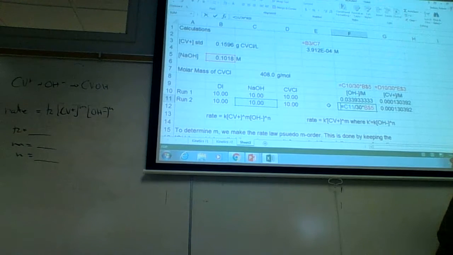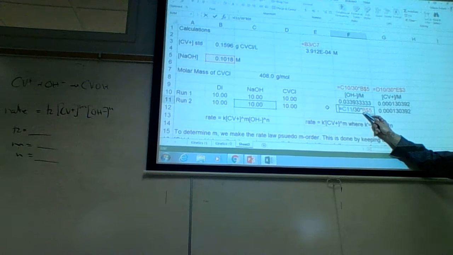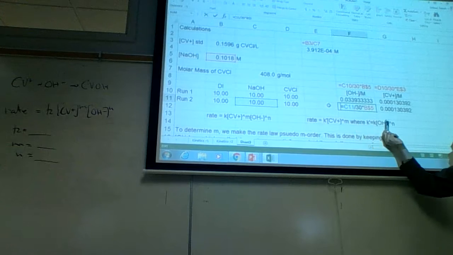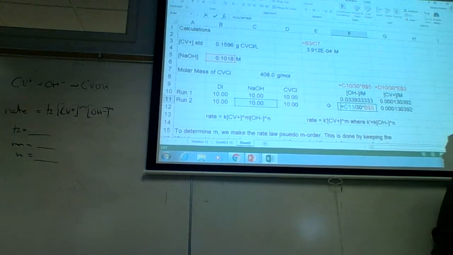You could also put a dollar sign in front of the B, and that would fix the column, so it can't shift columns when you copy and paste things.